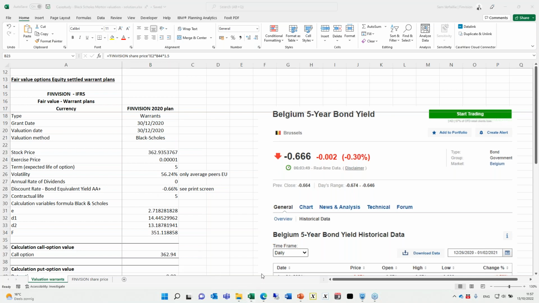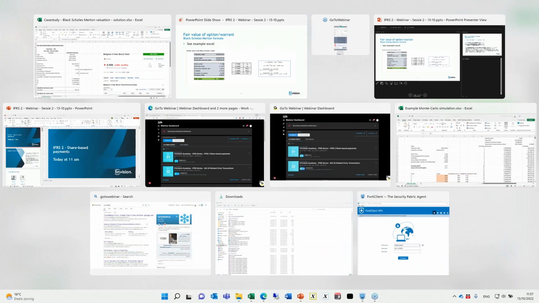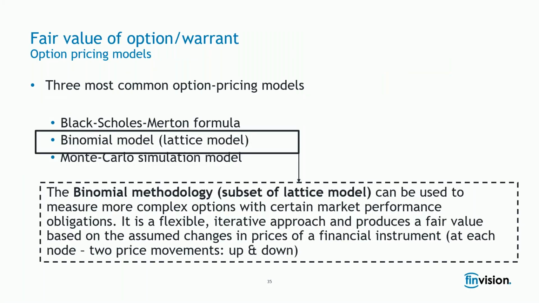Then we'll go to a next model. That's a bit more complicated, but still okay. That's what we call a lattice model. A Black-Scholes model is a closed model, what they call closed, because it has certain parameters and a lot of limitations. It needs to be a standard product.